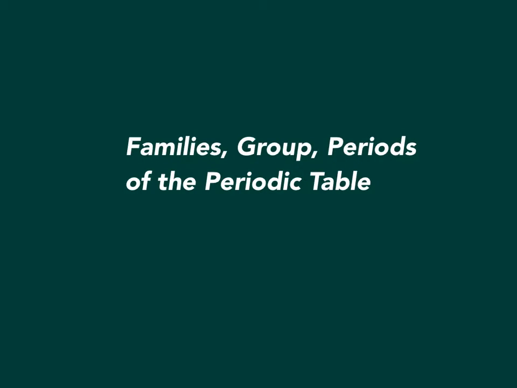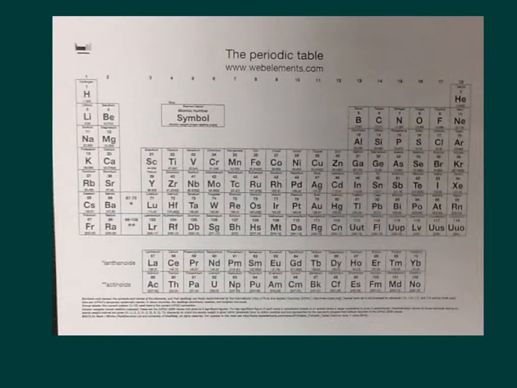This presentation is a quick presentation about the families, groups, and periods of the periodic table. This is the side of the periodic table that I suggest writing these things down on. The first word that we're going to talk about is a period. The periods are the things that go across the periodic table.